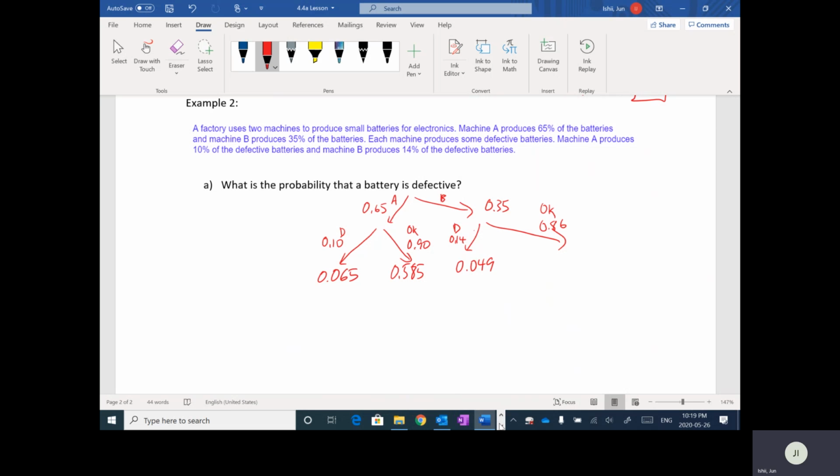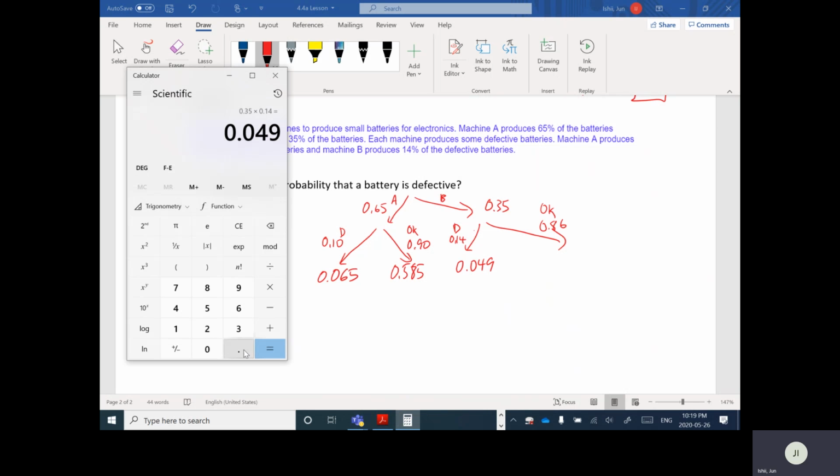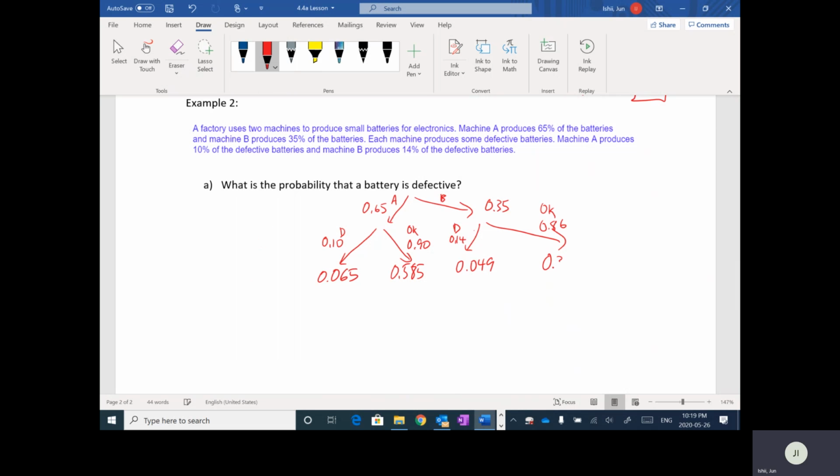And then finally, we'll take 0.35 and multiply it by 0.86. You get 0.301. So in other words, 30.1% of the time, a battery will come from machine B and be okay.